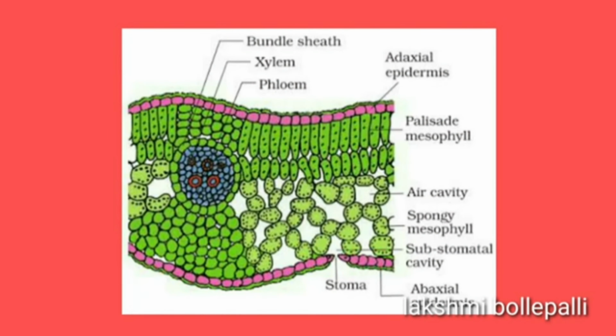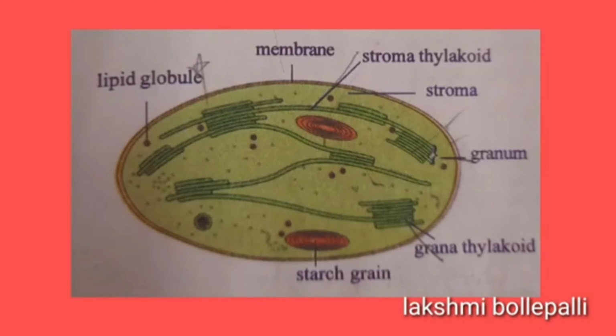Let us observe the figure of TS of leaf. Here, chloroplast is present in palisade and spongy parenchyma. Children, look at the picture carefully. There are small dot-like structures present in spongy and palisade parenchyma. Those are chloroplast.